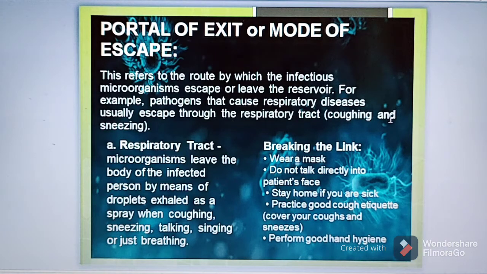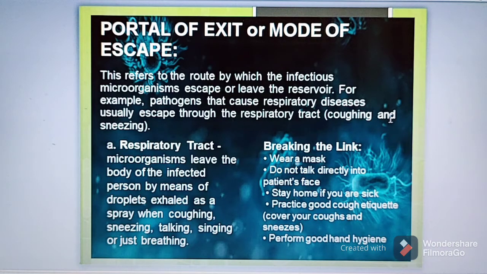So we have here the respiratory tract. Microorganisms leave the body of the infected person by means of droplets exhaled as a spray when coughing, sneezing, talking, singing, or just breathing. So once nga na ay sakit ang isa ka tao, tapos duol mo nagistorya, posible nga na ang iyang gina-exhaled nga hangin is mahanggab nimo, or nagkanta siya, or nagstorya mo, possible na matakdan ka.